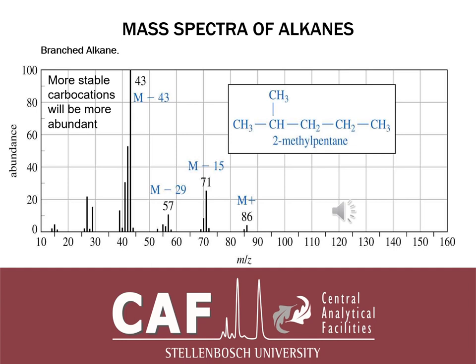Now, if you lose that CH2 again, which is another 14, from 71 minus 14 we get to 57. That comes from CH3, CH3, CH and a CH2, where the positive charge will be. Then we lose that CH2 again, and we come to what we call a carbocation, because what's left is CH3, CH3, CH, and the positive ion will be on the CH. That's where the 43 comes in. You'll see that's the most intense peak in there because of the carbocation.